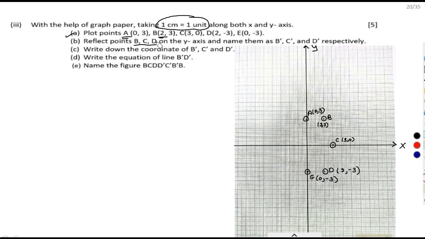Reflect point B, C and D on y axis. These points will be reflected at the same distance from y axis. Name them B dash, C dash, D dash respectively. Write down the coordinates of B dash, C dash and D dash. Coordinates of B dash, x coordinate will be minus 2 and y coordinate 3. C dash, x coordinate minus 3 and y is 0. D dash, minus 2, minus 3.